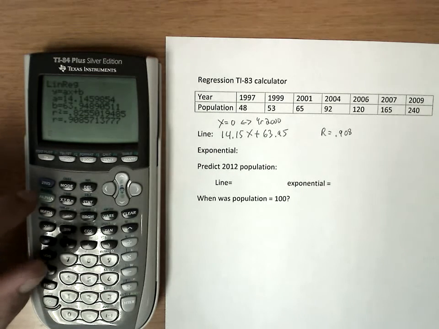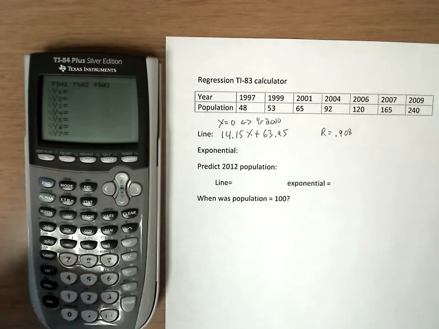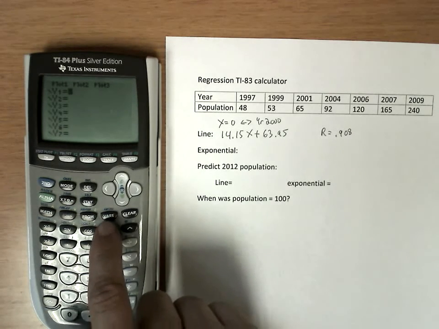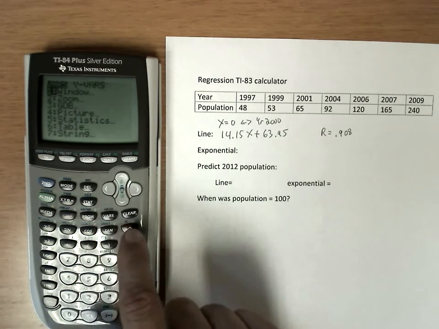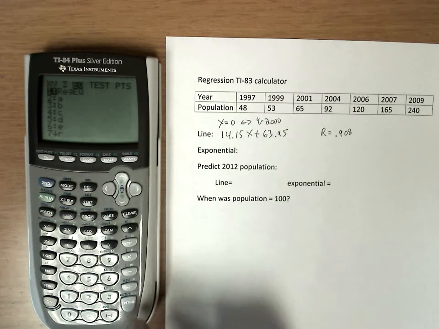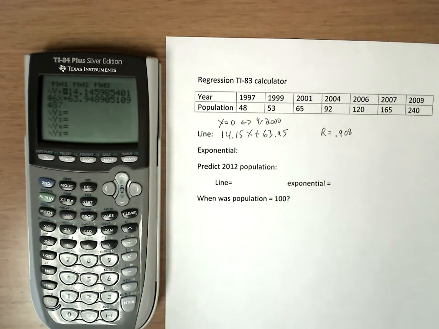Now I have to do two things. I have to put the equation in, so I go to y equals, and I could just type in the equation. But a better method to know, particularly when we start doing logistic models and other longer equations, is to have the calculator put it in itself. By pushing Variables, number 5 is Statistics, and moving to Equation, the first choice is regression equation, and it will simply type in the exact equation we just found.